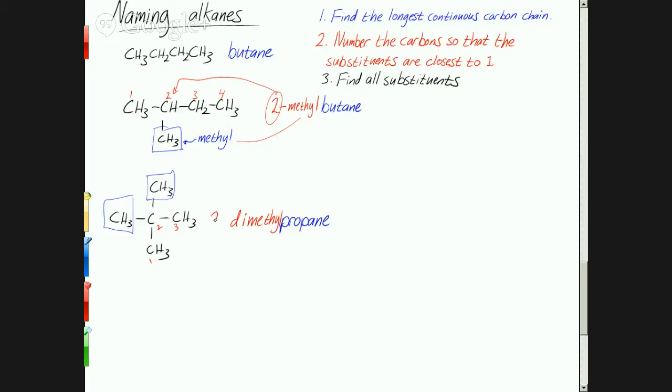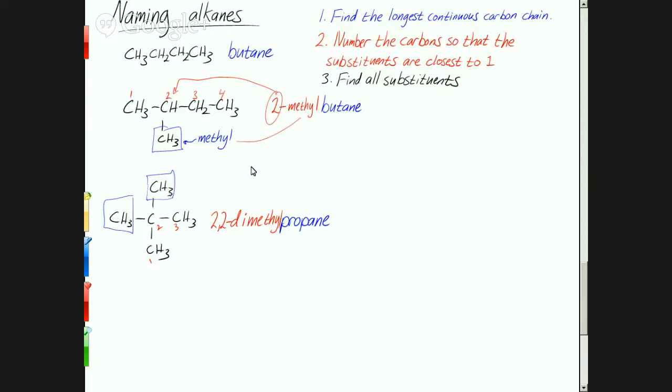Which means we're going to name this 2,2-dimethylpropane. We need 2 numbers for 2 substituents. So it's not just 2-dimethylpropane, it's 2,2. Each substituent gets its own number.